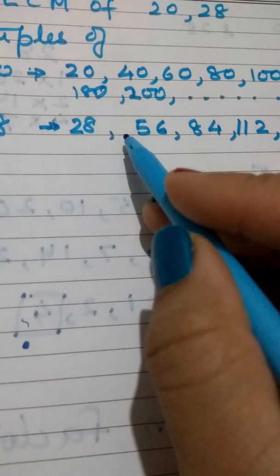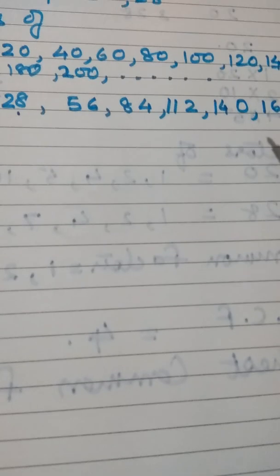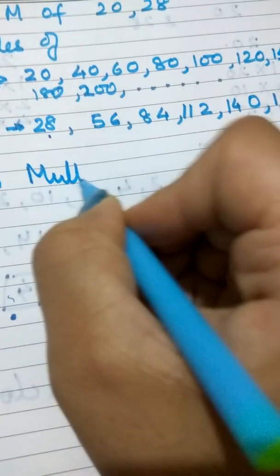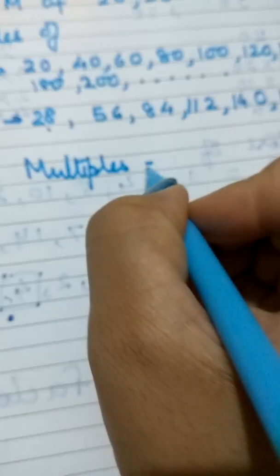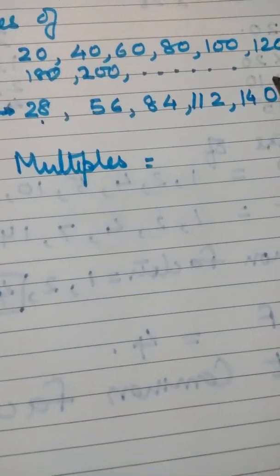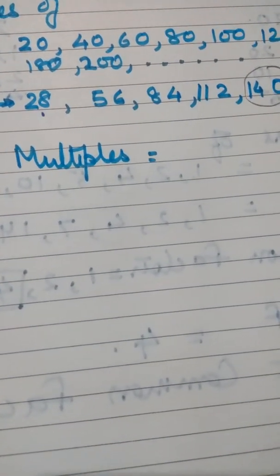28. So 28, 56, then 84. So I am multiplying 28 with 1, then 2, 3, like we do in a table. 112, 140, 168. Now what we see that, what are the common multiples? If we start listing the common multiples, then common multiples, we can see that the one common multiple that we have got here is 140.